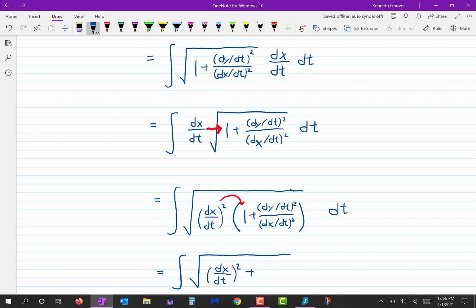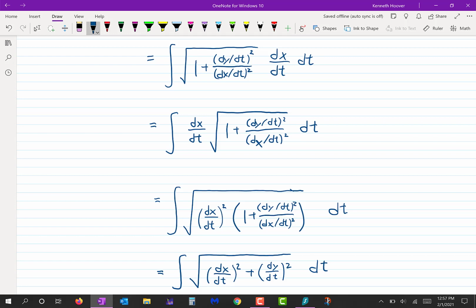And then we got a plus, and then we got this arrow. What's going to happen? That will cancel with that, won't it? What do we have left? dy dt squared. There we go. That's our answer. Don't forget the dt at the end.